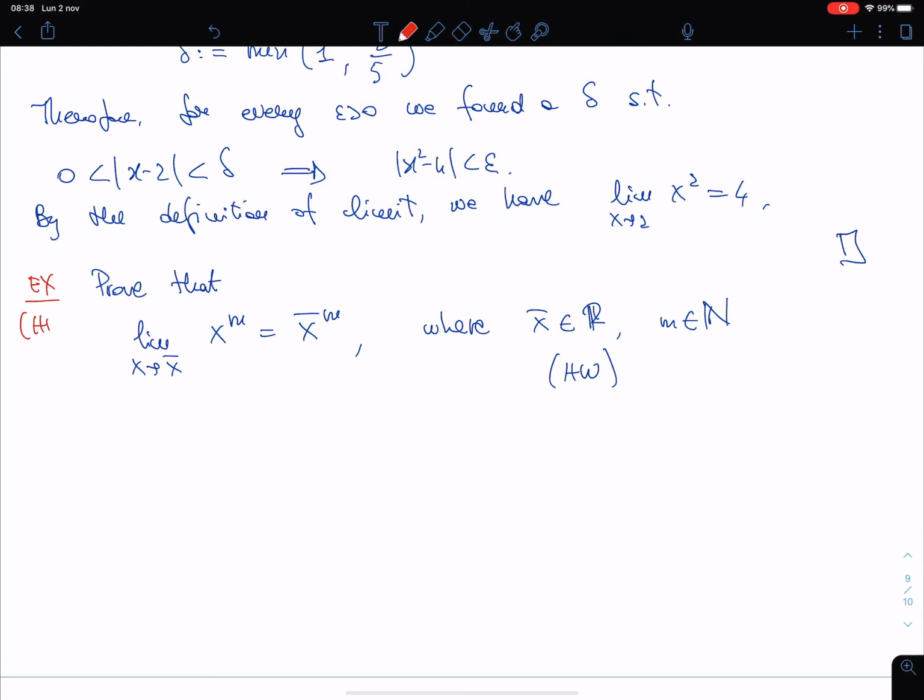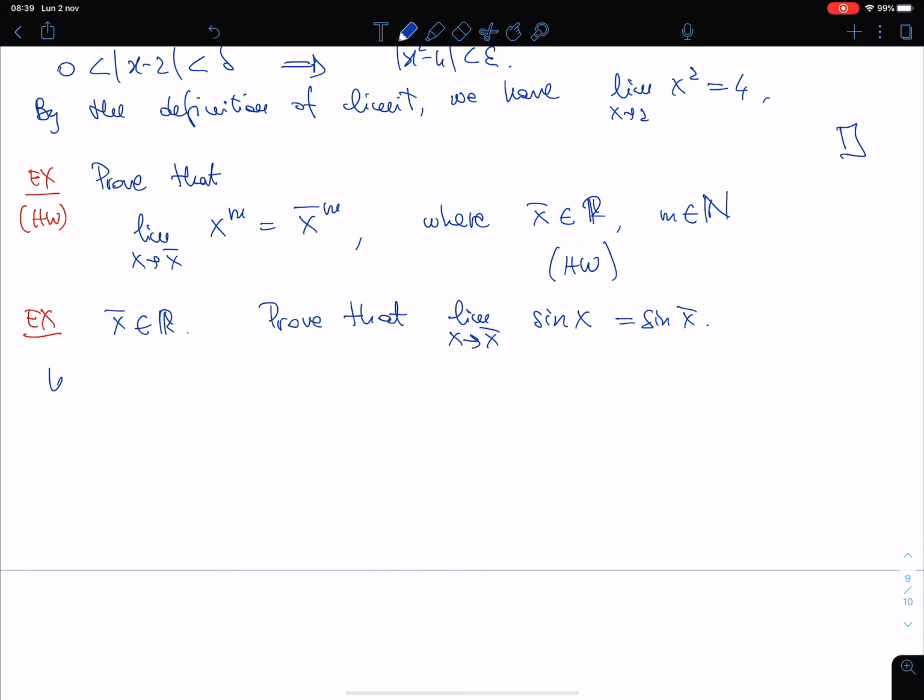So this is homework, and another exercise of this kind can be the following: given x bar in R, prove that the limit for x going to x bar of sine of x is equal to sine of x bar. Oh, sorry, this is the homework; this is sine of x. And again, the solution is as before. So let epsilon be a positive arbitrary number.